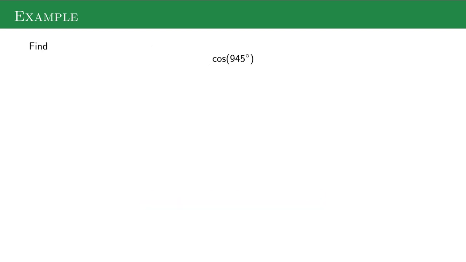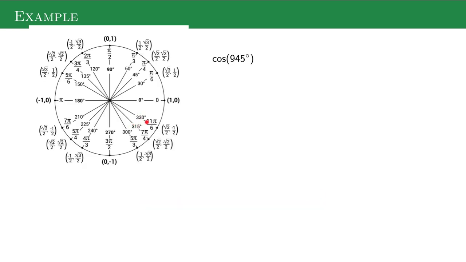Cosine of 945. Again, our biggest angle on the unit circle is 330, so this angle is too big. I can subtract. In this case, we're working with degrees, and a full circle in degrees is 360. So I can subtract 360 and get 585. That's still too big, so I do it again, and I get 225. Now 225 is on my unit circle. So 945 and 225 hit the same point, and we take the x value, negative square root of 2 over 2.